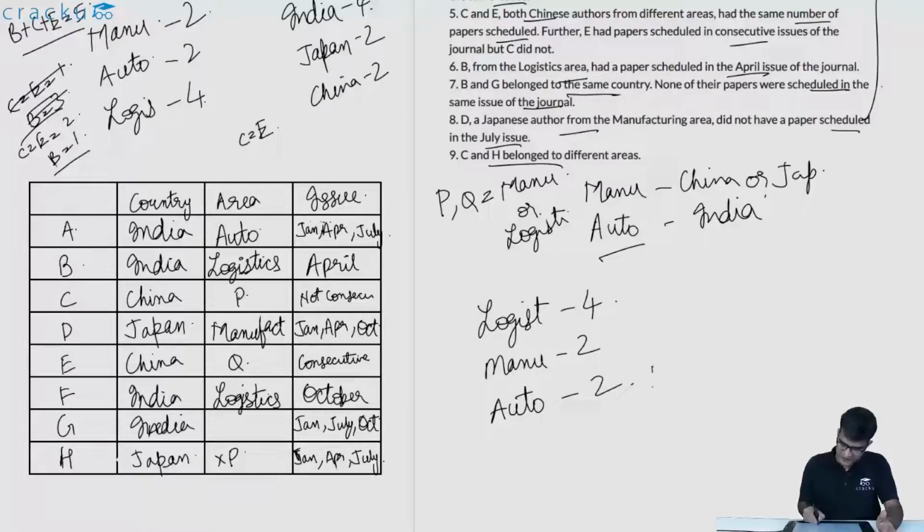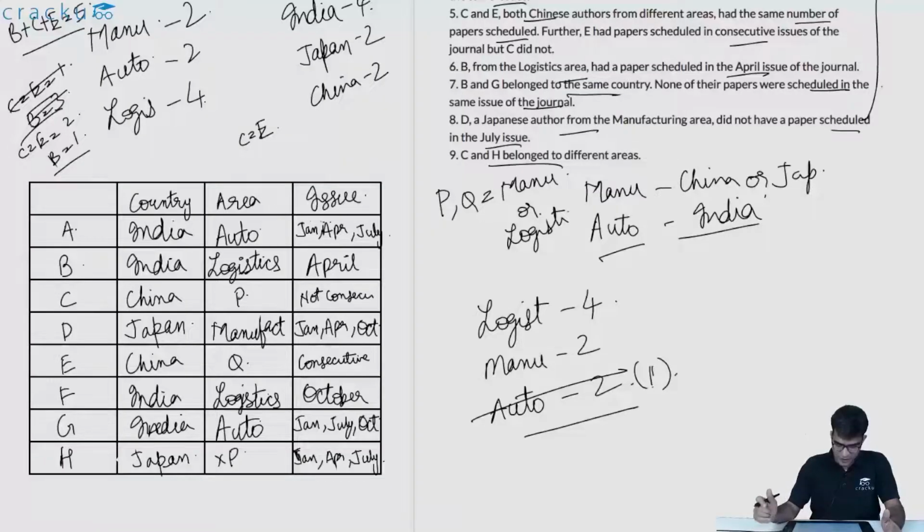So we need to identify one more guy who is from auto. And this guy has to be an Indian. All the people who are in automation have to be Indians. Who is that guy? That guy cannot be A or B or F. So that guy definitely has to be G. So this guy has to be auto. This would imply that we have identified all the people who are in auto.